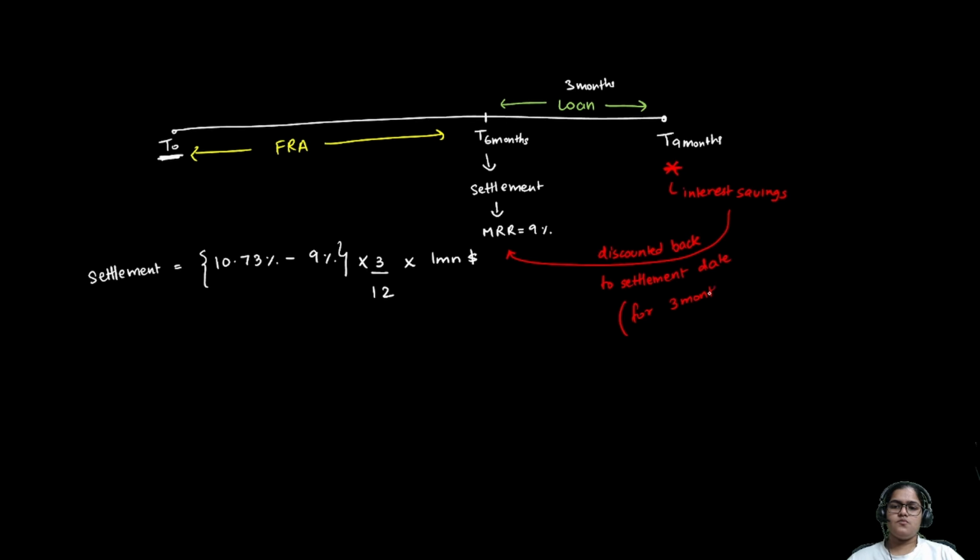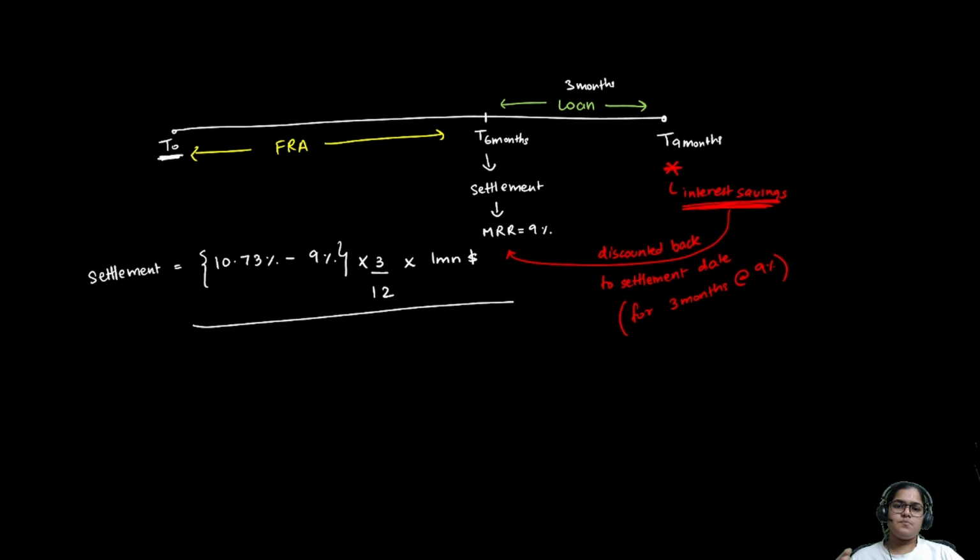And what is the discount rate? The discount rate, remember, is your market reference rate, which is 9%. So you need to discount this interest savings back by 3 months at the rate of 9%. So this is your numerator. This is your overall interest savings or interest cost, whatever it is. Okay. The difference is your net settlement, which will happen.